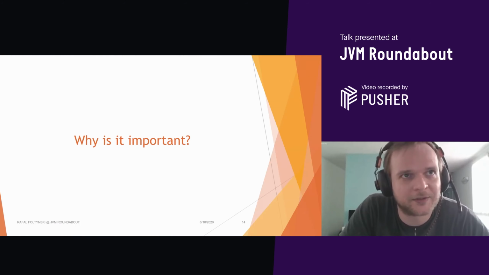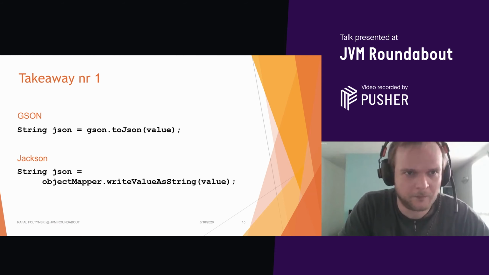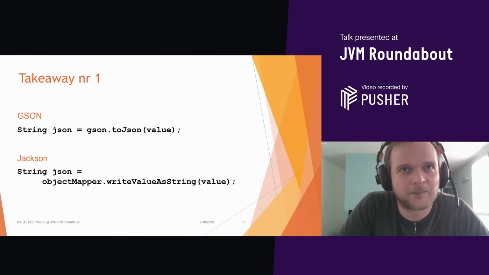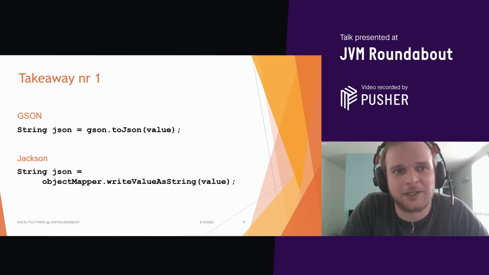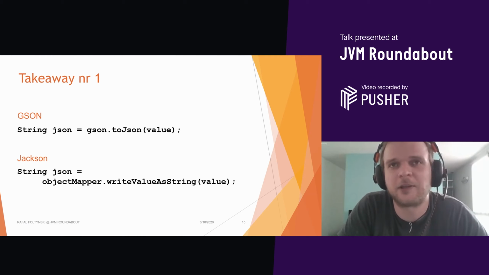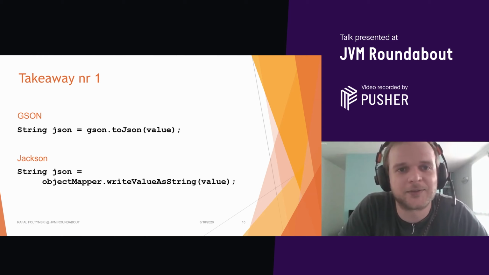So why is it important in scope? The takeaway number one from this talk I would like you to remember is that object pooling can be used to replace some of the pain points in our Java applications.